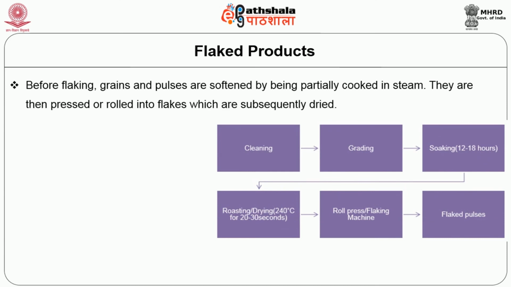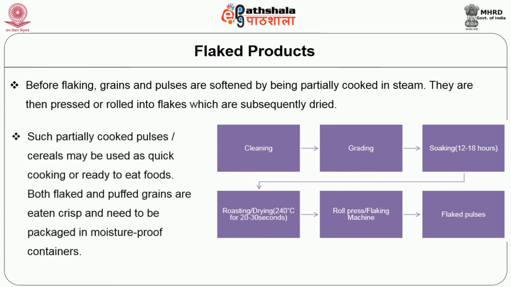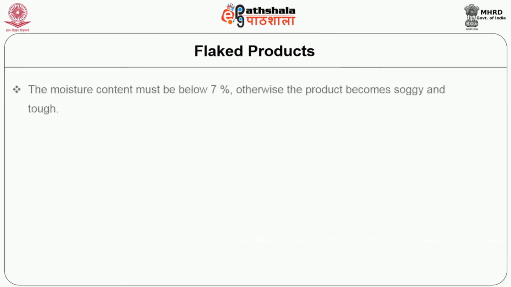Before flaking, the grains and pulses are softened by being partially cooked in steam. They are then pressed or rolled into flakes, which are subsequently dried. Such partially cooked pulses or cereals may be used as quick cooking or ready to eat foods. Both flaked and puffed grains are eaten crisp and need to be packed in moisture-proof containers. The moisture content must be below 7%, otherwise the product becomes soggy and tough.